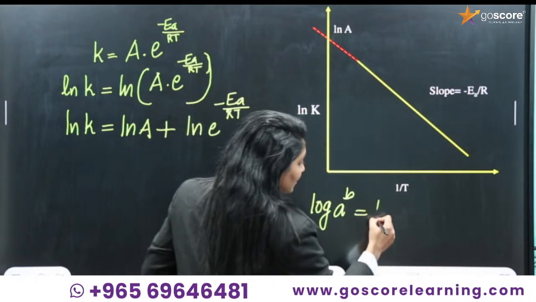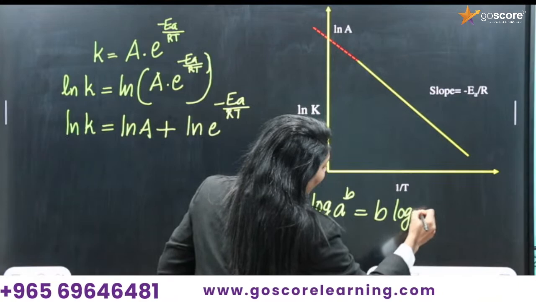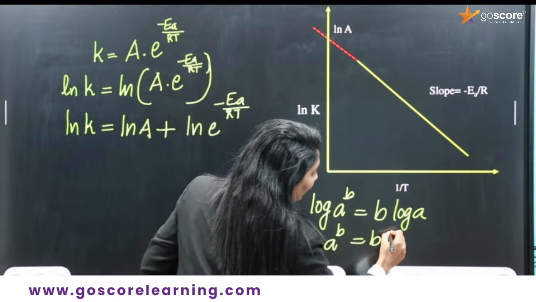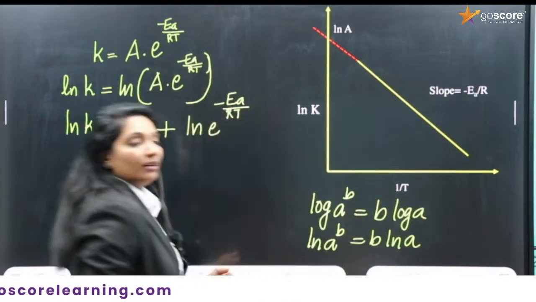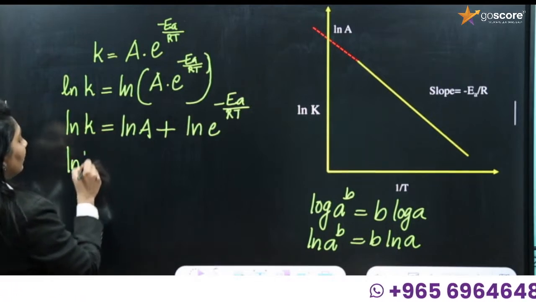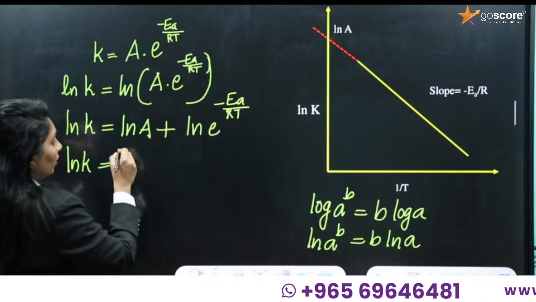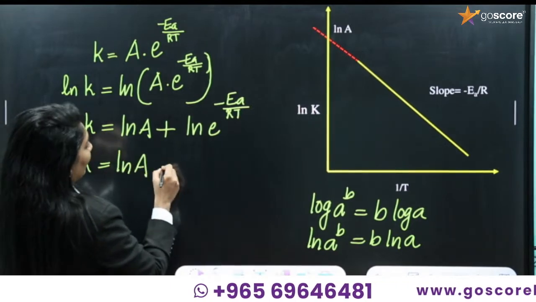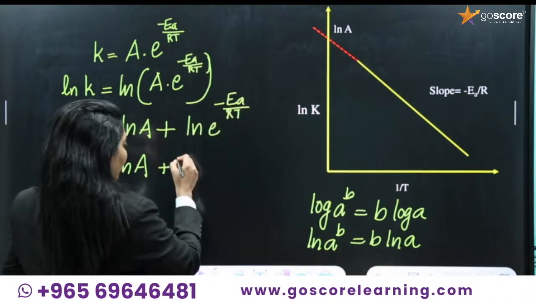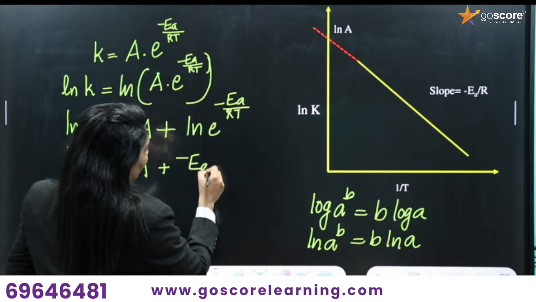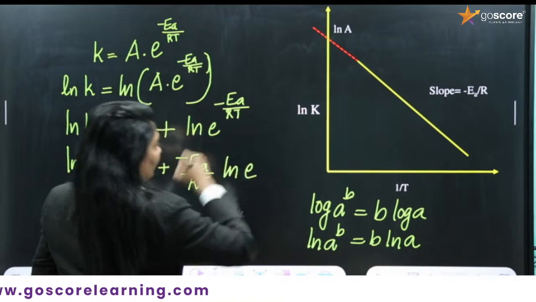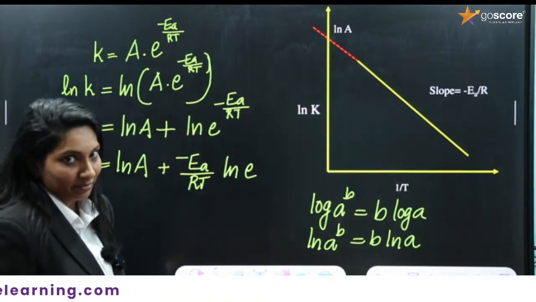What is it? It is B into log A. Same like natural log, ln A with power B is B into ln A. Okay, so how can we rewrite this? It will be ln K is equal to ln A plus, what is this? Minus EA by RT, ln E. ln E is 1. Okay.